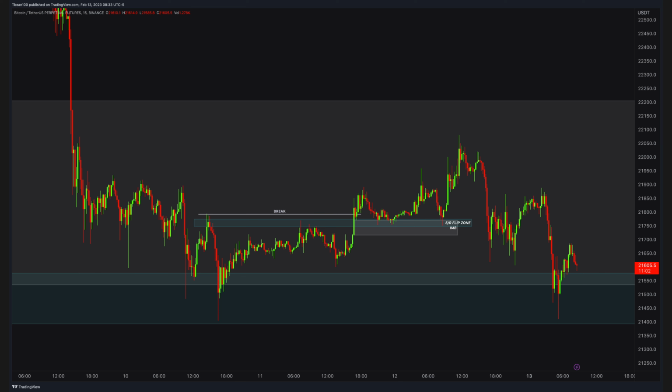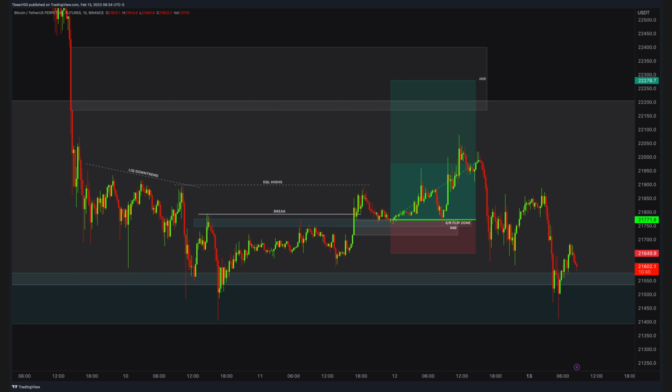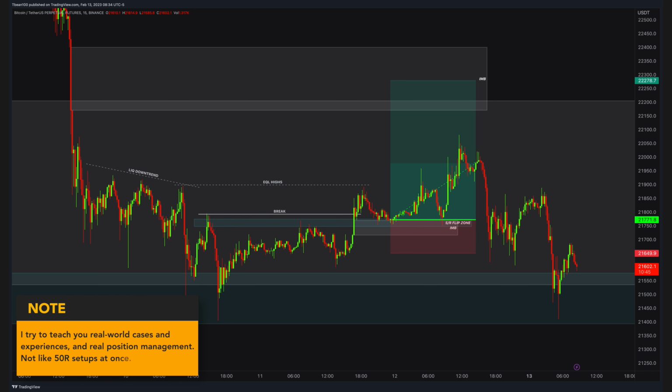Because of a clear target. Check the equal highs. One of the best. And a significant downtrend liquidity. This could have been an amazing long trade opportunity in my mind. Naturally, I would expect the price to reach this giant imbalance. But as you can see, it did not.